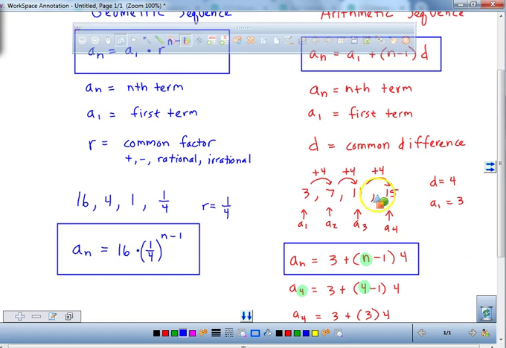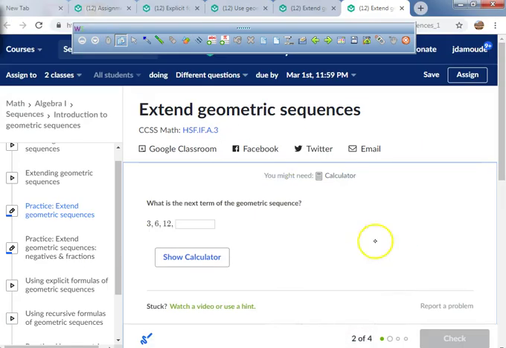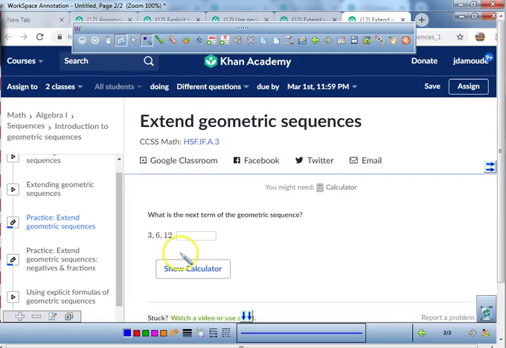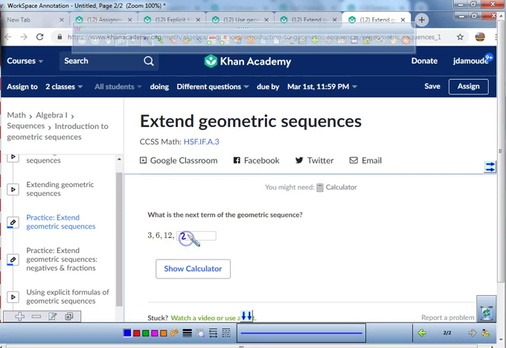Now we're going to do some problems together. Here's our first problem. It says 3, 6, 12. What is everything being multiplied by? 2. So our next one's going to be 24. So we'll just type in a 24. But what I want you to do in your journal, put 3, 6, 12, 24, and then we're going to write the equation that will go with it. Practice it.